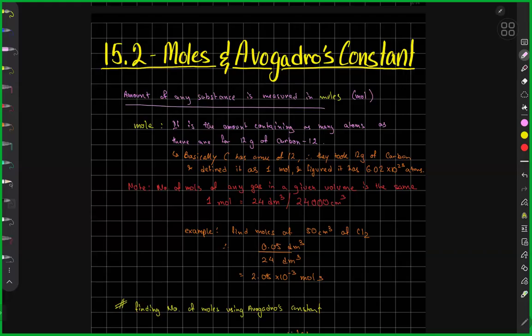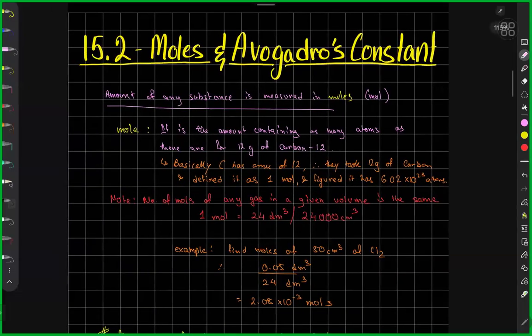So now how do you technically define that? What is the technical definition of it? The technical definition of it is the amount containing as many atoms as there are in 12 gram of carbon. What does that mean?